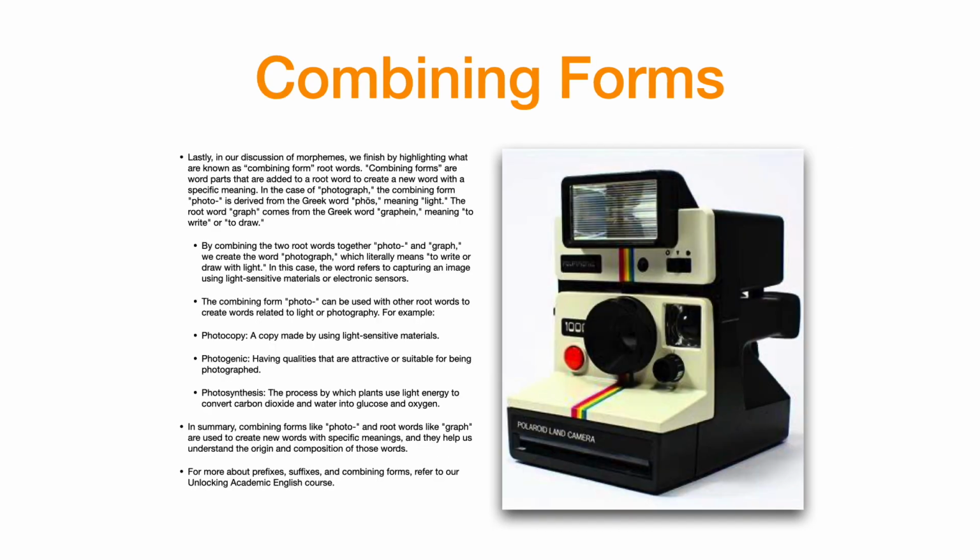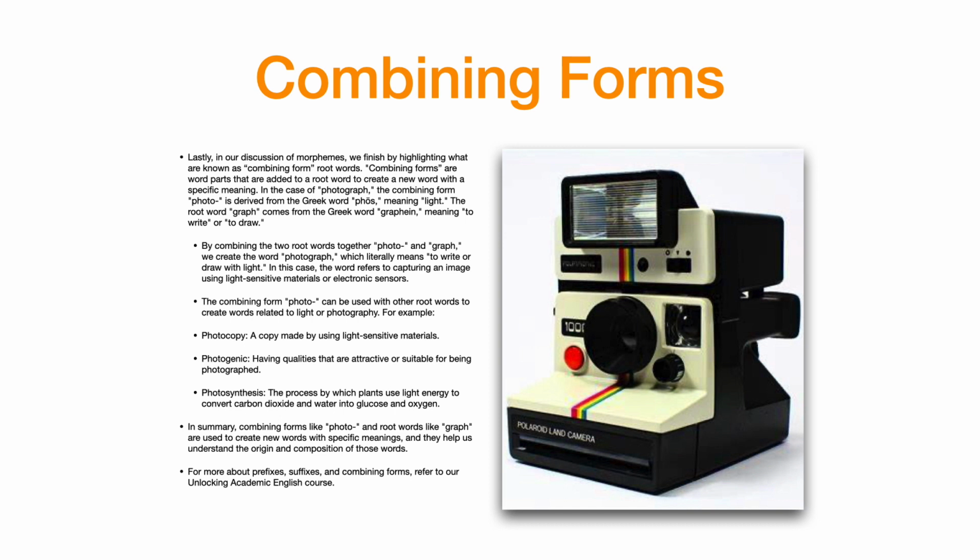Combining forms. Lastly, in our discussion of morphemes, we finish by highlighting what are known as combining form root words. Combining forms are word parts that are added to a root word to create a new word with a specific meaning. In the case of photograph, the combining form photo is derived from the Greek word phōs, meaning light. The root word graph comes from the Greek word graphein, meaning to write or to draw.